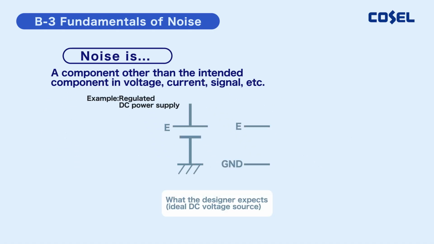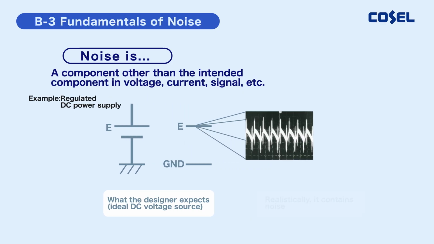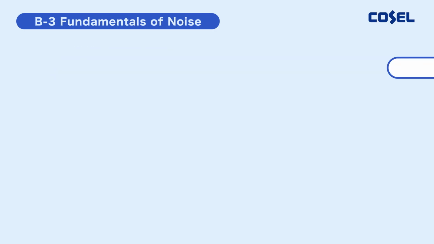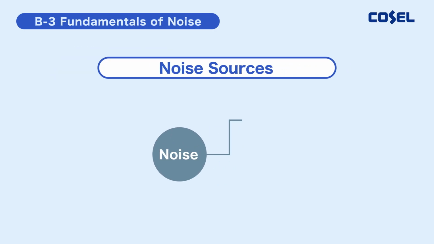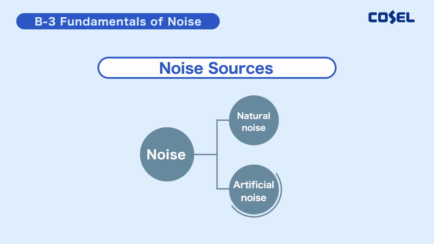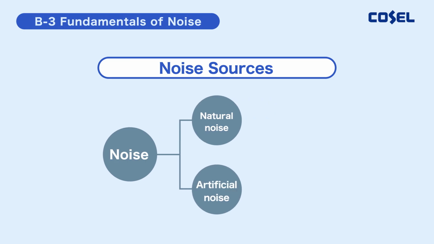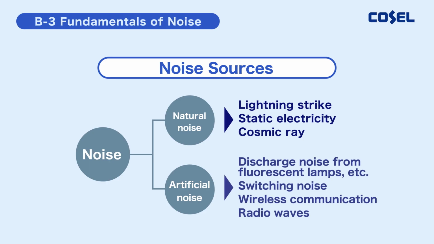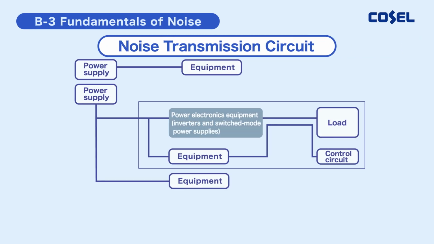When the output voltage of a regulated DC power supply is magnified, it contains an AC component due to the switching frequency. Such unintended components are called noise. There are two main types of noise sources: natural noise and artificial noise. Natural noise includes lightning strikes and static electricity, while artificial noise comes from familiar sources such as industrial equipment and fluorescent lights. There are also three main noise transmission paths.